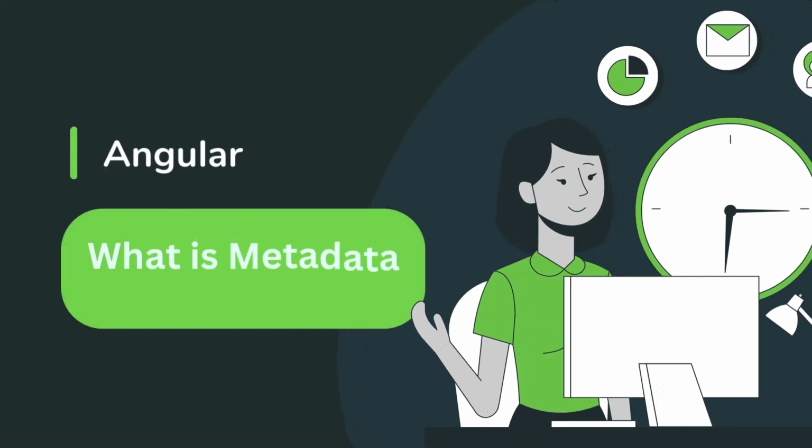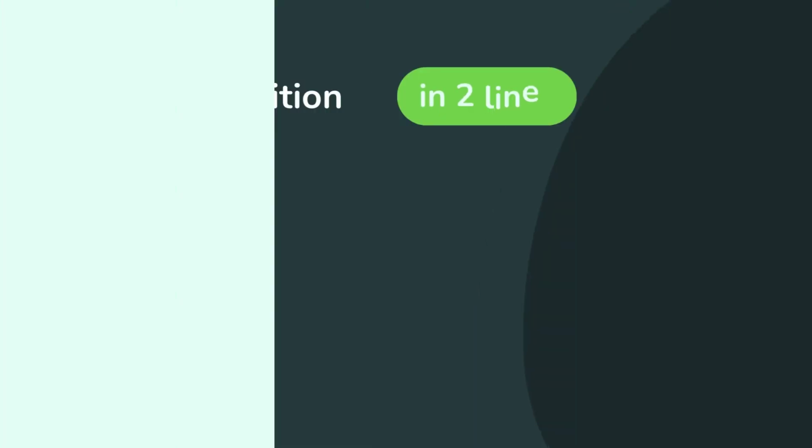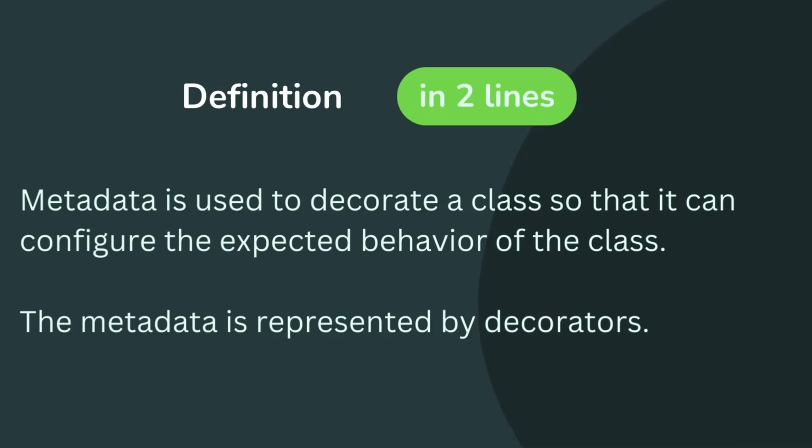What is metadata in Angular and what types of decorators are used in Angular? Metadata is used to decorate a class so that it can configure the expected behavior of the class. The metadata is represented by decorators.